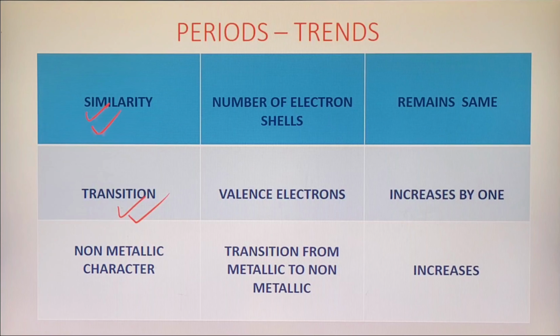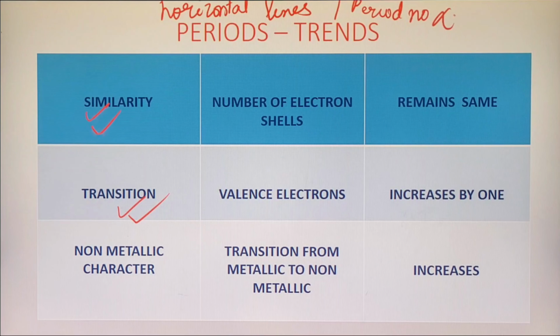Now what is the meaning of the word period, children? We have learned periods are nothing but the HP. What is HP, children? The horizontal lines are called as the period. And I had also told you period number is directly proportional to the number of shells. If it belongs to period 1, that means it will have one shell. If it belongs to period 2, it will have two shells. If it belongs to period 5, how many shells will be there, children? Yes, you are correct. It will have 5 shells.